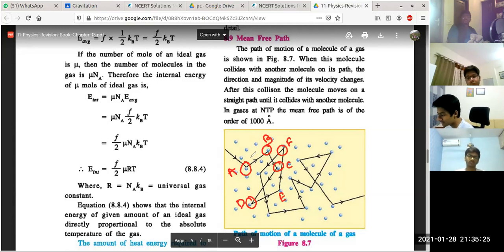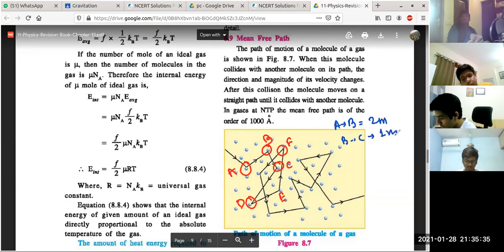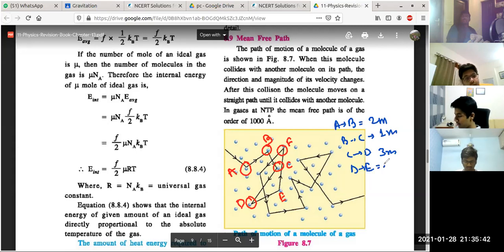So suppose this distance A to B is 2 meter. B to C is 1 meter. C to D is suppose 3 meter. D to E is how much? Suppose again 2 meter. E to F is 4 meter. Now, what happens at A? It's a collision, right? A is a point of collision. B is also a point of collision.